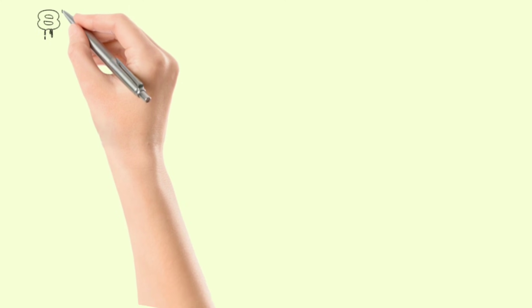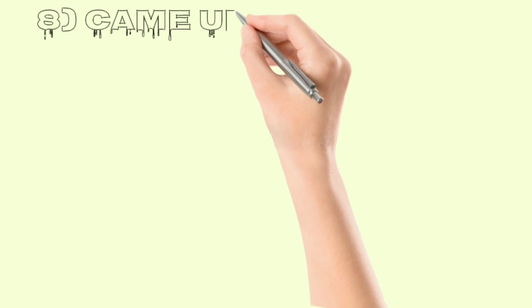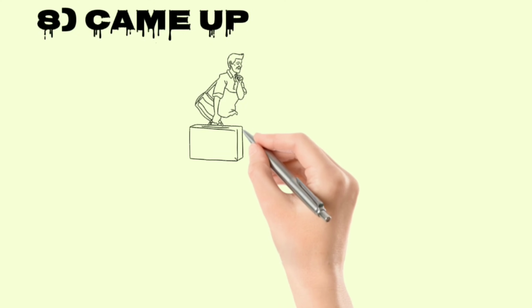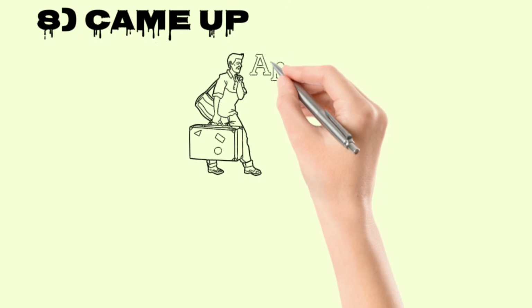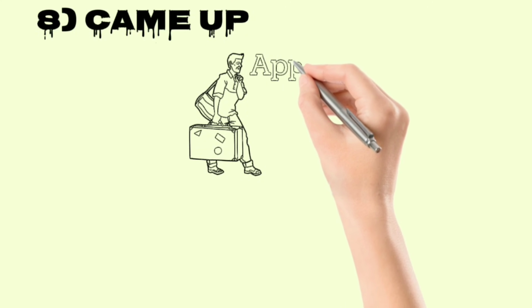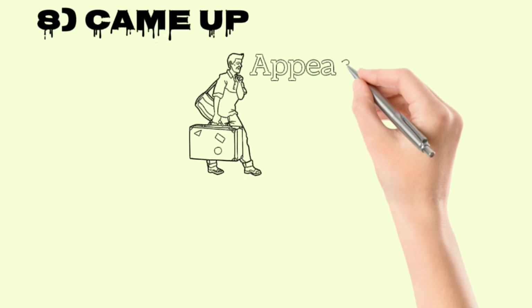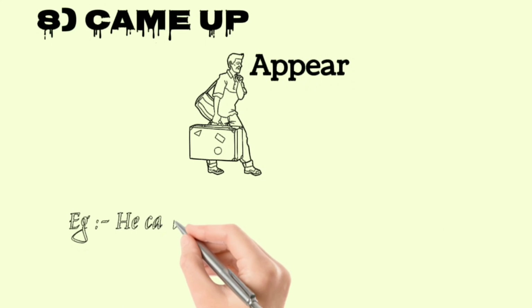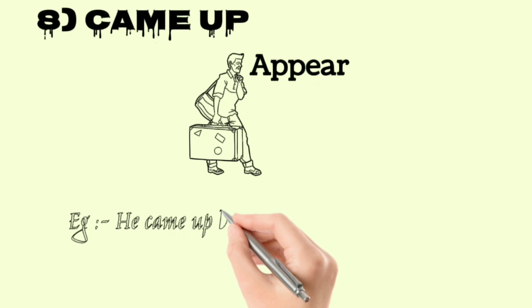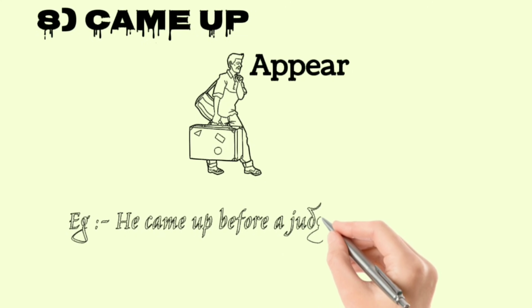Then, eighth one. Came up. What do you mean by came up? Came up means appear. Student came up before the teacher, or student appears before the teacher. What do you mean by that? Pratikshapada, or munnil vannu nikka. So he came up before a judge. Got the meaning?